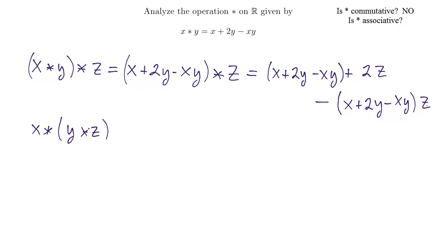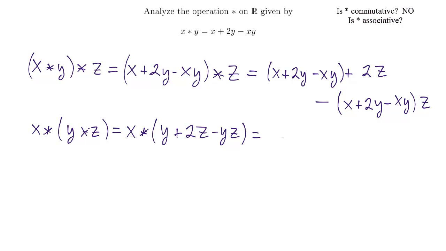Question is, do we get the same thing when we combine these in a different order? Now we're going to do x star the result of starring together y and z. That will be y plus 2z minus yz.